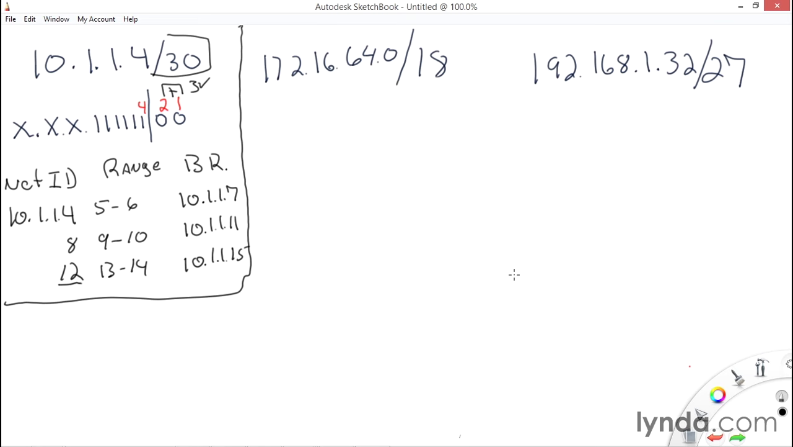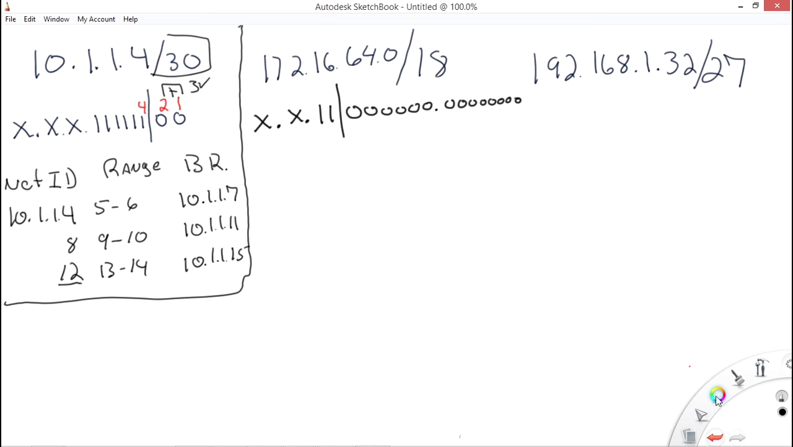So let's break it down into the diagram. We have an X, that's 16, 17, 18. We draw our line. 1, 2, 3, 4, 5, 6. Oh, and it's really 6 zeros. So it's 1, 2, 3, 4, 5, 6. And then our last octet, 1, 2, 3, 4, 5, 6, 7, 8. All right, now our line is drawn there.